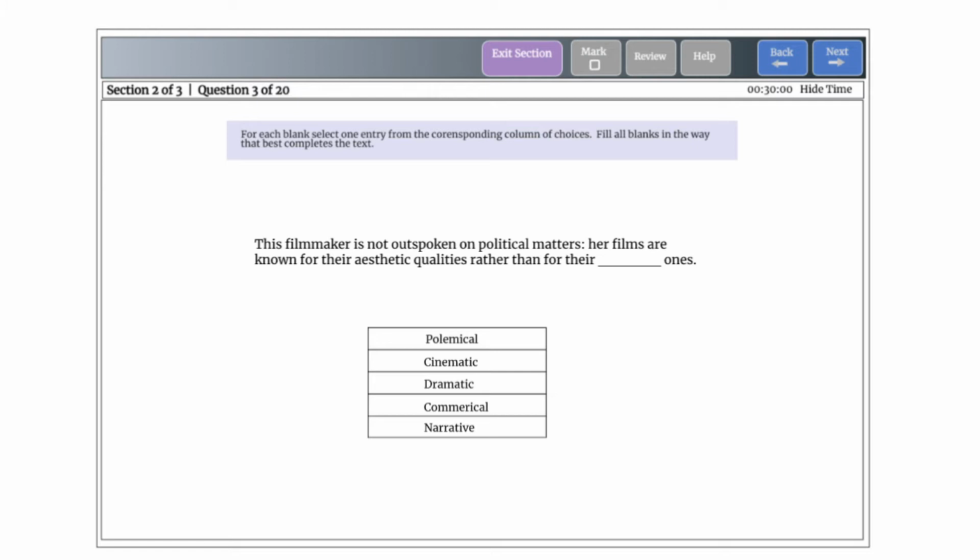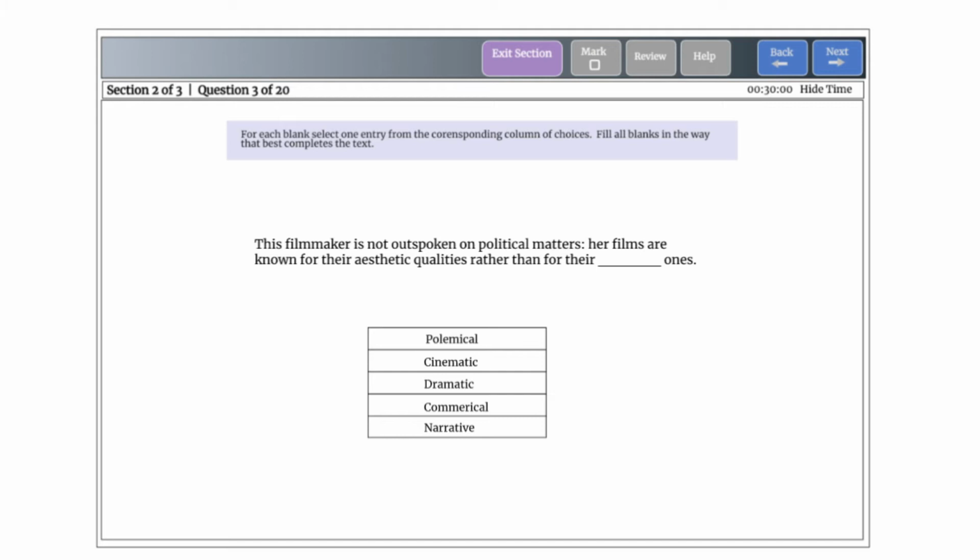This filmmaker is not outspoken on political matters. Her films are known for their aesthetic qualities rather than for their blank ones. So a mistake that some people might make is just think, well, I just need to get the opposite of aesthetic, right? Her films are known for their aesthetics, not their blank. Well, a natural opposite for aesthetics might be narrative, right? Maybe you know of films that just go for flashy looks as opposed to telling a good story.